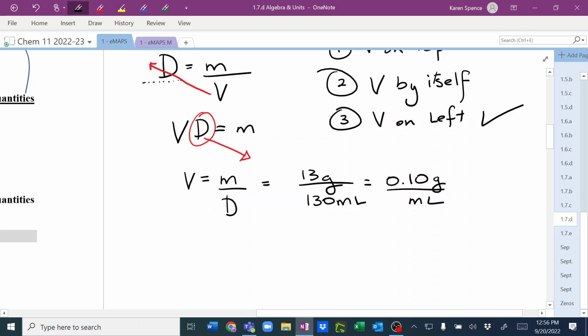Okay, so it allows us to make a nice sentence structure, you know, a mathematical sentence that goes left to right. Okay.